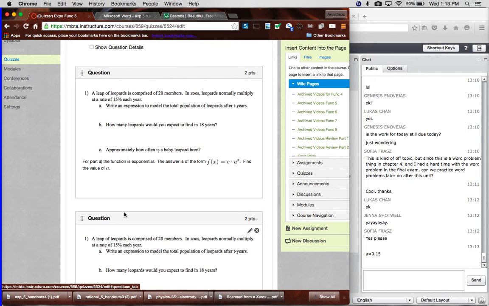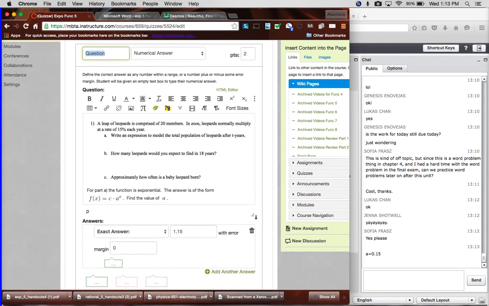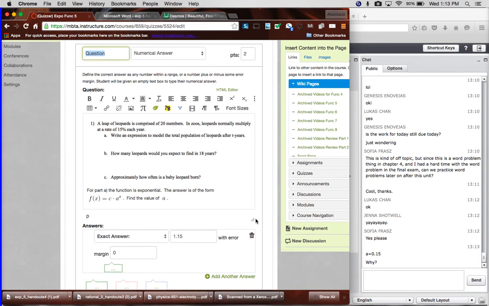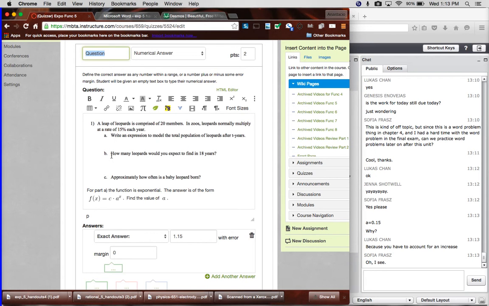The value of A is 0.15. I disagree with you. The value of A is actually 1.15. Because this is a 15% increase. That doesn't mean that from year 0 to year 1 or year 1 to year 2, your leopard population went down to 15%. This means that your leopard population went from 100% to 115%. Does that make sense?